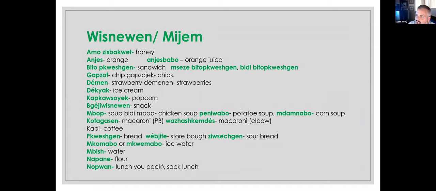Kotagasin is macaroni. This is a Prairie Band word for it. And then wajashkumdes is macaroni, specifically that elbow type. Kapi is coffee.